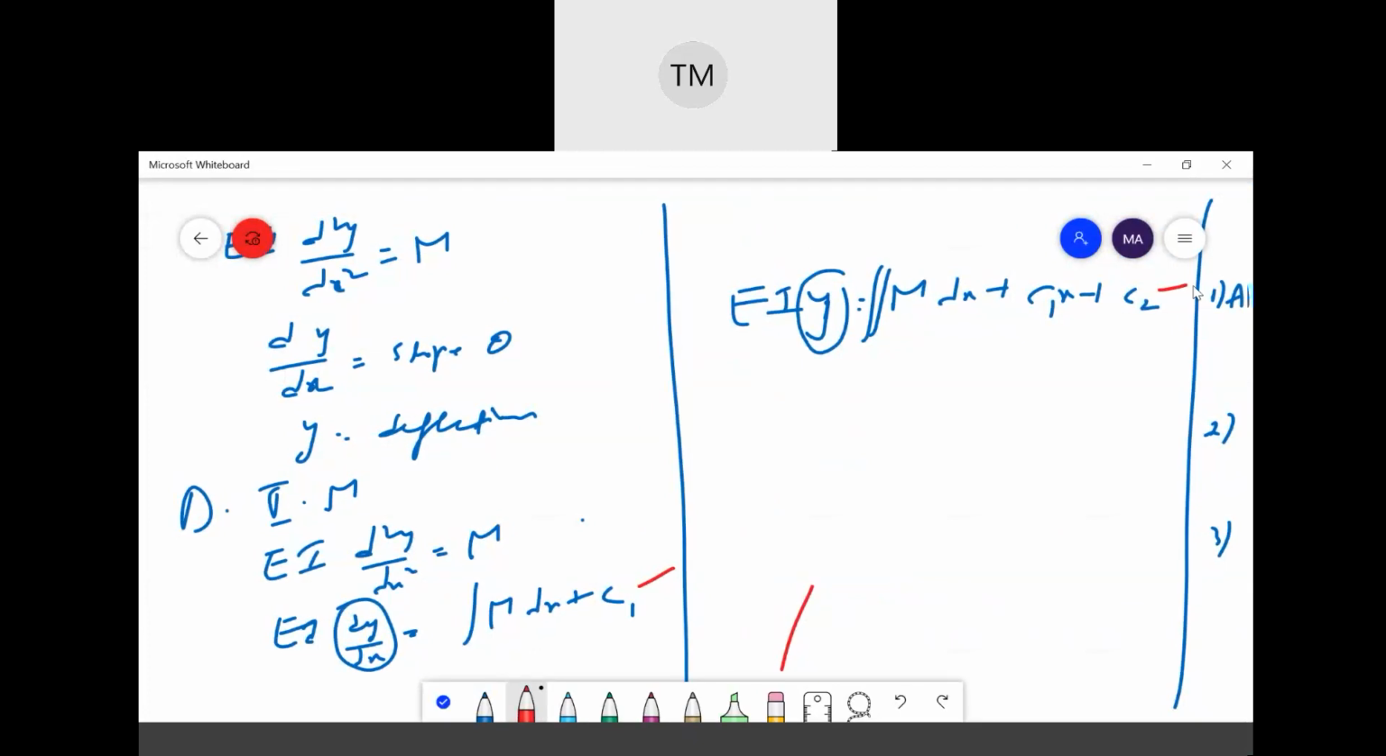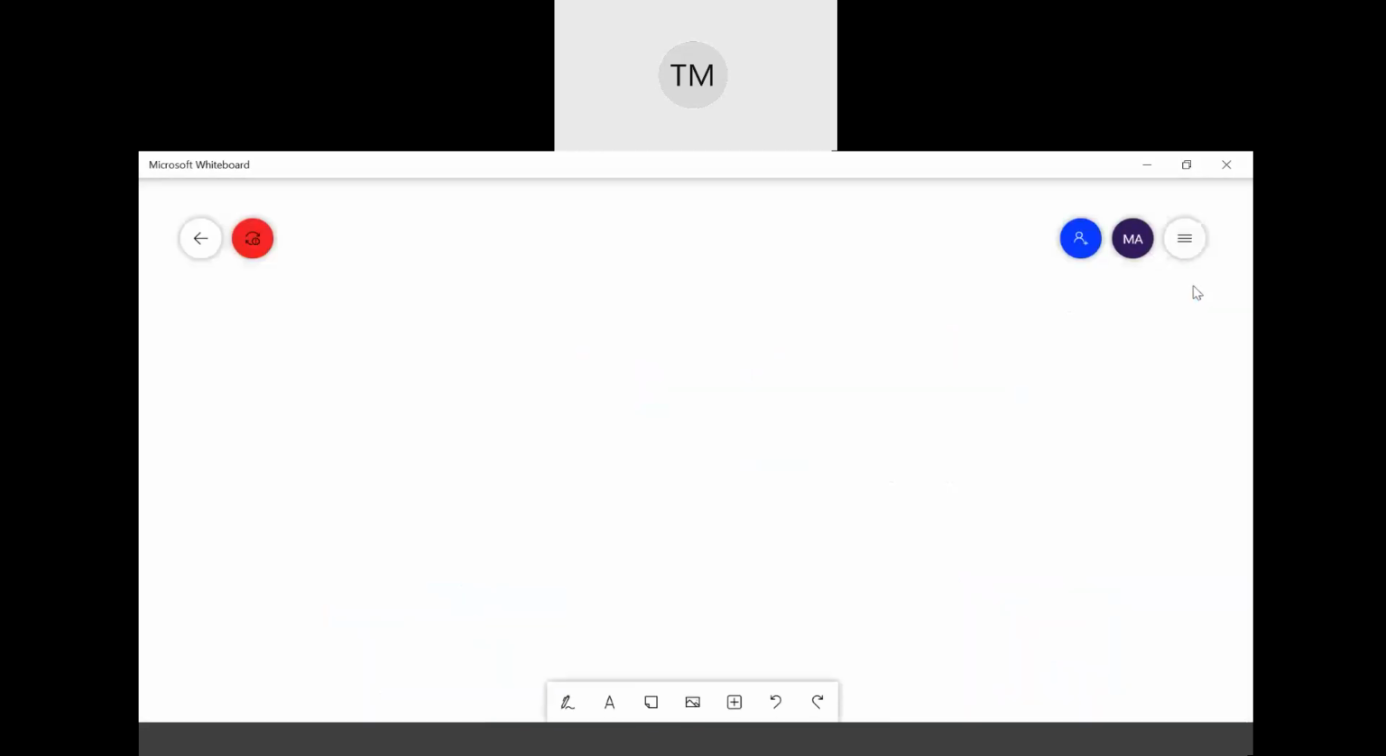Already we have derived one derivation on a simply supported beam. Now we are going to derive on a cantilever beam. The first derivation will be a cantilever subjected to a concentrated load at a free end. The length is L meters.